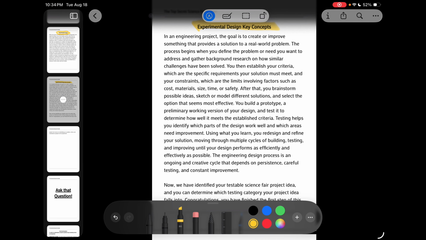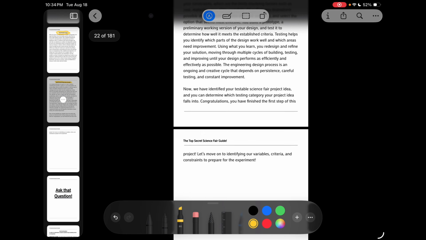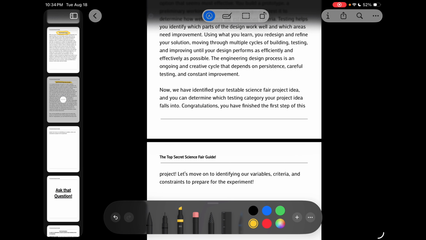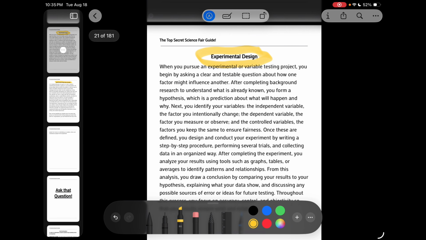So basically, you have to set some goals that your design is going to meet in order to define what is a successful experimental design. Basically, what is a successful prototype, and what is not successful, what needs improvement. So now that we've identified your testable science fair project idea and you can determine which testing category your project falls into, you have finished the first step of this project. And now we can move on to identifying variables, criteria, and constraints to prepare for the experiment.